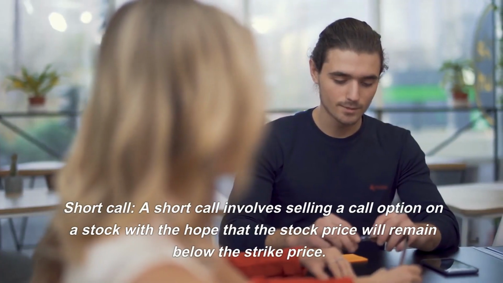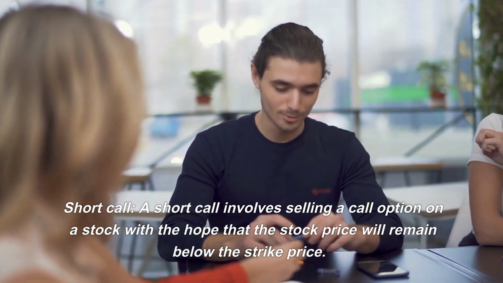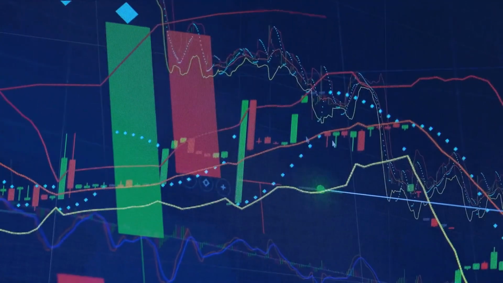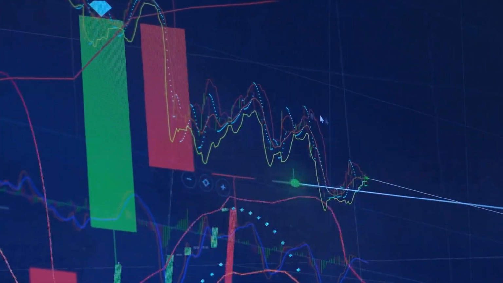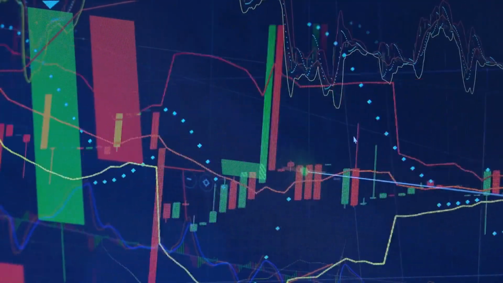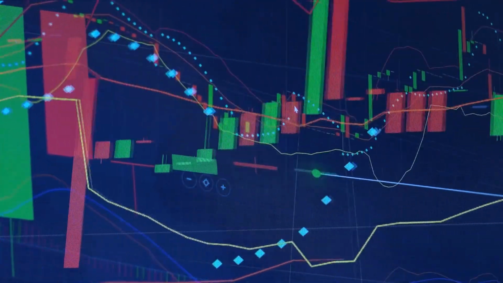Short call. A short call involves selling a call option on a stock with the hope that the stock price will remain below the strike price. This strategy allows the trader to generate income from the option premium, but also carries the risk of potentially unlimited losses if the stock price rises above the strike price.